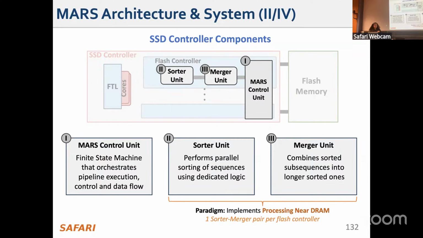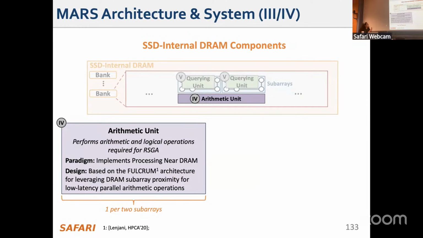And it is executed near the DRAM. We assume that for one flash controller, we have one pair of sorter and merger, and it's located near the DRAM. So there is less data movement between where the data is and these sorter and merger units. Then we have a simple arithmetic unit that performs arithmetic and logic operations required for RSGA. And again, it's located near the DRAM, based on a previous near-DRAM architecture, Fulcrum, to enable low latency and also high parallelism. So it's one per each two subarrays of DRAM.